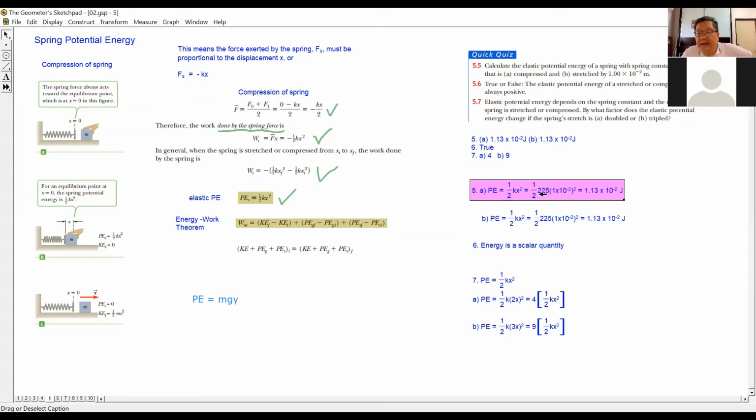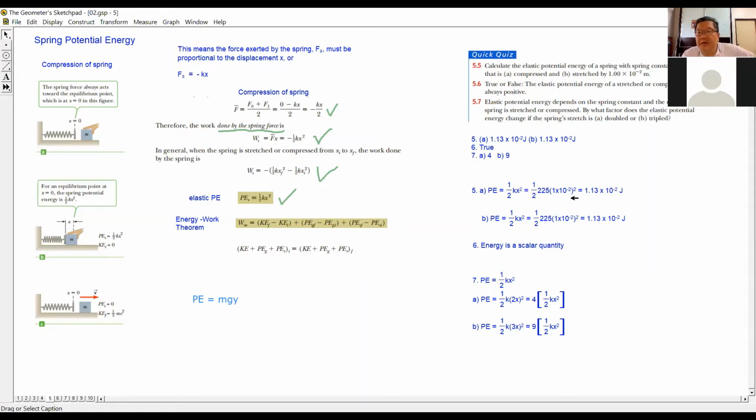K is the spring constant, so we replace the k with 225. X is the displacement, or the distance from the equilibrium position, and that is 10 to the power of minus 2. But they say x squared, so it's 10 to the power minus 2 squared. So using your calculator, when you calculate this number, the answer is 1.13 times 10 to the power of minus 2 joule. Okay. So this one is for compressing the spring.